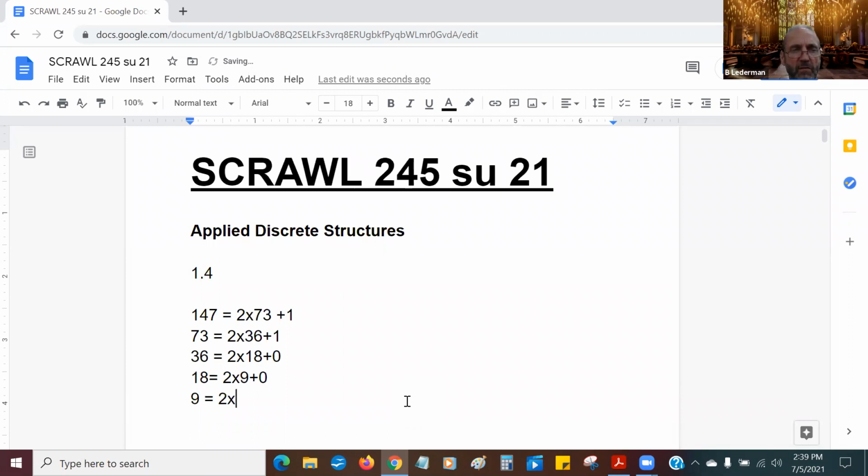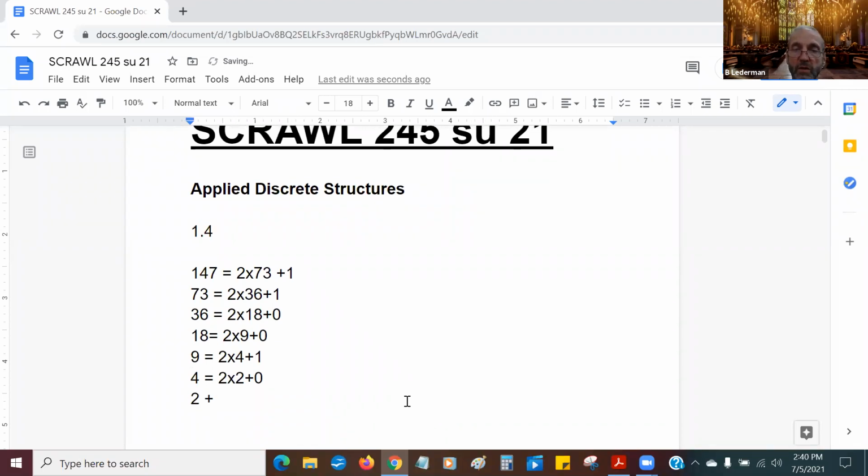2 times 4 plus 1, and then 4 is equal to 2 times 2 plus 0, and 2 is equal to 2 times 1 plus 0, and then finally, we're done, because 1 is equal to 2 times 0 plus 1.